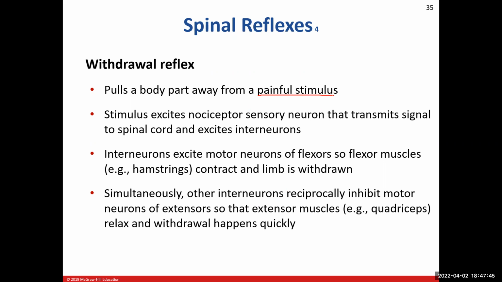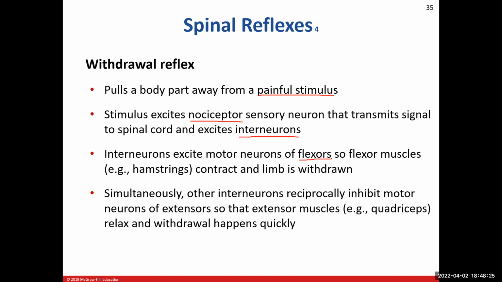So the receptors that are involved with the withdrawal reflex are our pain receptors, also known as nociceptors. And so the nociceptors are going to transmit that sensory input, or that pain input, into the spinal cord. And of course, we're going to involve some interneurons in this scenario here. And so the interneurons will excite the motor neurons to, in this case, our flexor group.